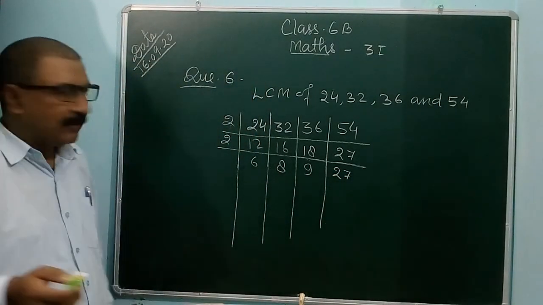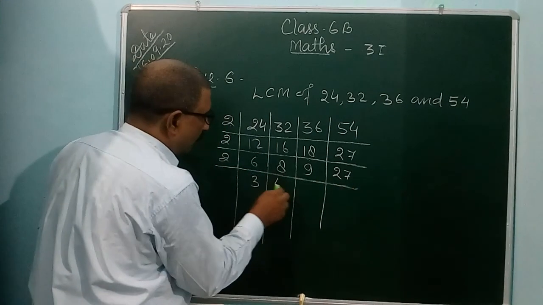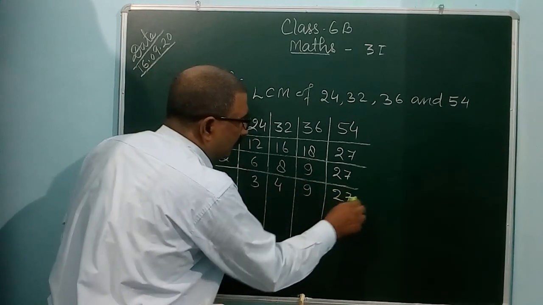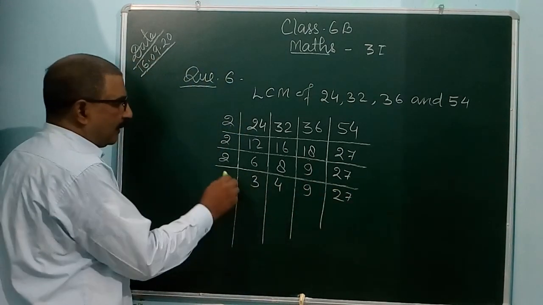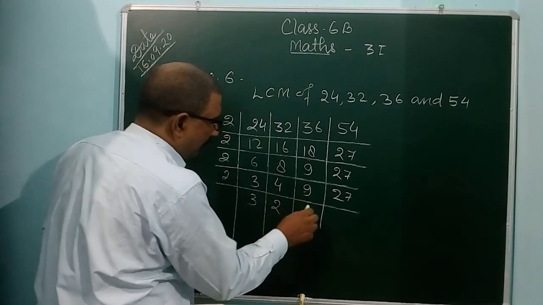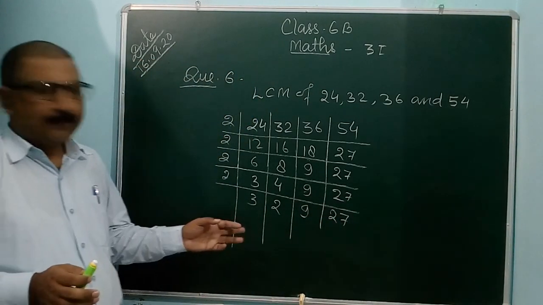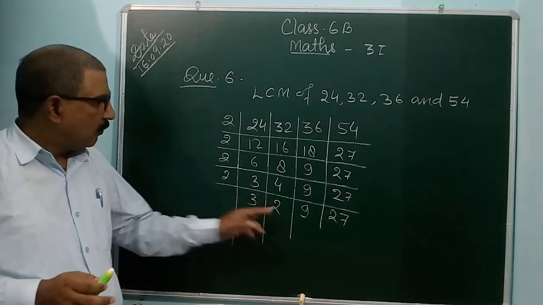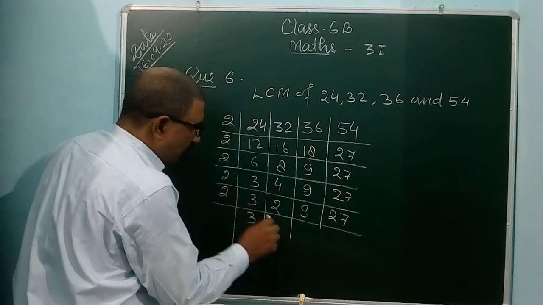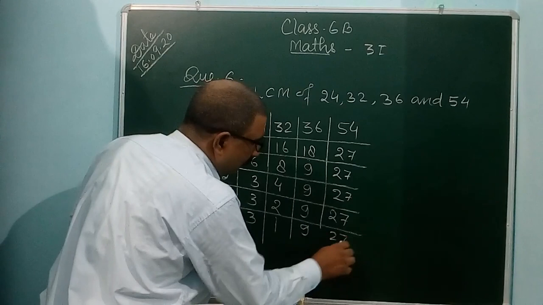After that again you can divide by 2. 2 3s are 6, 2 4s are 8, 9 is not divisible, and 27 is also not divisible, so write them as they are. After that you can divide again by 2. 3 is not divisible, 2 2s are 4, 9 and 27 are not divisible. Then 2 is remaining, so again divide by 2: 3 is not divisible, 2 1 is 2, and 9 and 27.